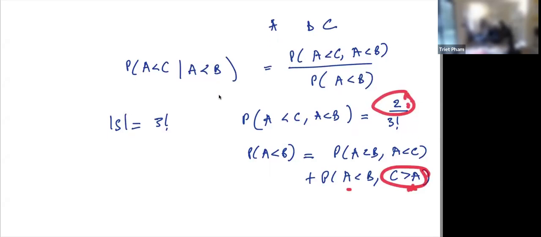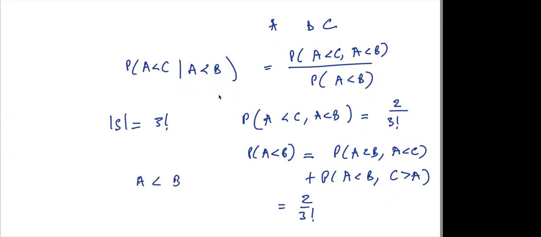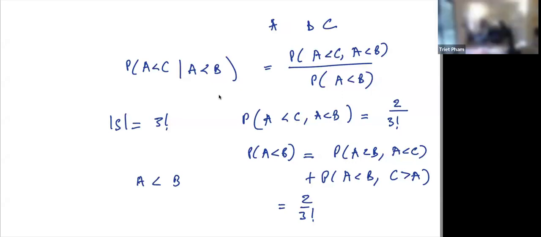But notice, this is a very specific sequence: A less than B, and then C is less than A, so C less than A less than B. Oh wait, sorry, C is greater than A. Hold on. Let me see if that's true. 2 over 3 factorial, that's good. How many ways can this happen? So A is less than B. I think you have to write C less than A for that second term. You're right. I think she said it correctly, and I just read it wrong. Yeah, okay, thank you. So that's only one way, because this is the way. No, I made a mistake.